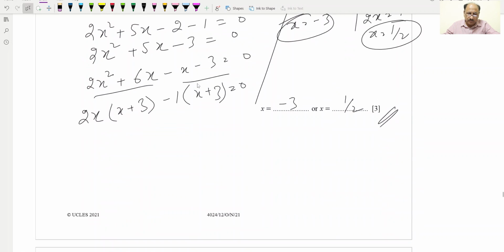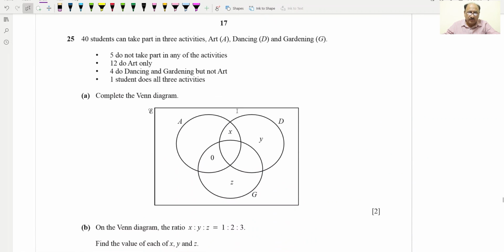Now question number 25, and 25 is a Venn diagram question, and this says 40 students can take part in 3 activities: art, dancing and gardening. So they are giving the details. 5 do not take part in any of the activities. So 5 will be in the outer region. We can mention here outside as 5.